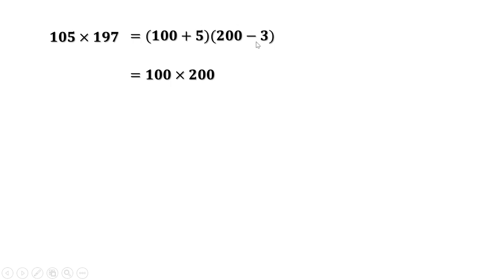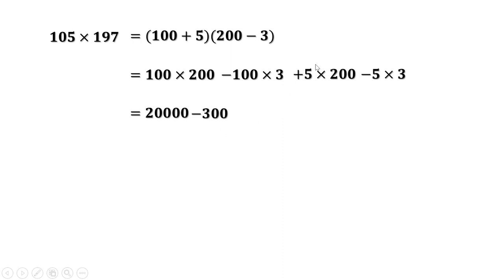105 into 197. 105 is 100 plus 5 and 197 is 200 minus 3. So this can be written as 100 plus 5 into 200 minus 3. Now this is equal to 100 into 200 minus 100 into 3 plus 5 into 200 minus 5 into 3. 100 into 200 is 20,000, minus 100 into 3 is minus 300. 5 into 200 is 1000, minus 5 into 3 is minus 15.